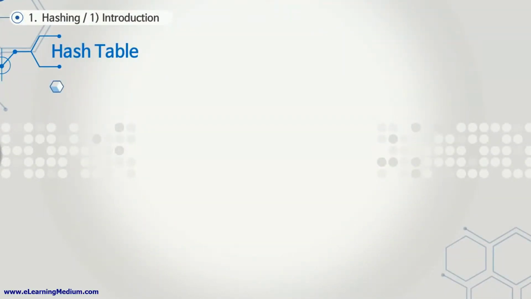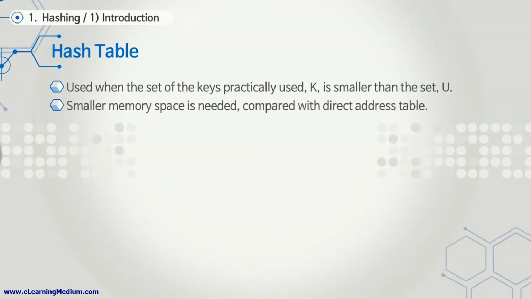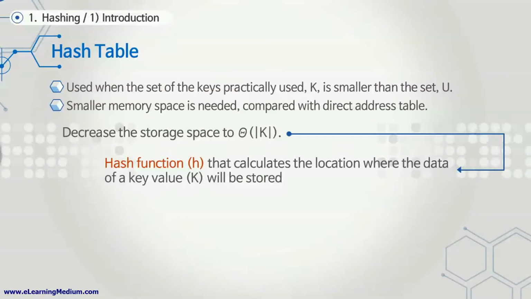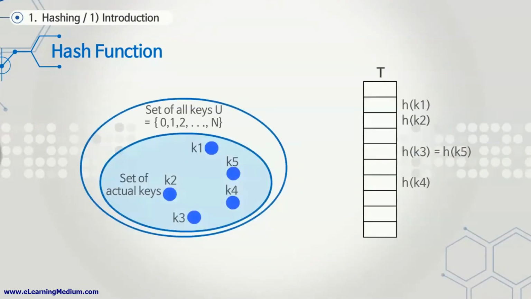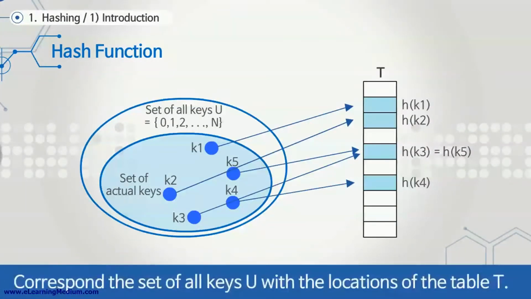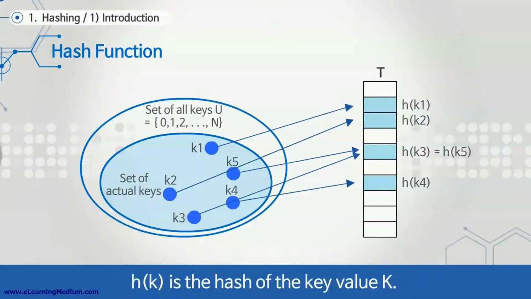Hash table is used when the set of the keys practically used K is smaller than the set U. Hash table needs smaller memory space than that of the direct address table. Decrease the storage space to the size of the set of the keys practically used K. The function of calculating the location where a key value, K, will be stored is called hash function. Store the data with the key value K in H(K). Hash function. Correspond the set of all keys U with the locations of the table T. Reduce the index range of the table. H(K) is the hash of the key value K.